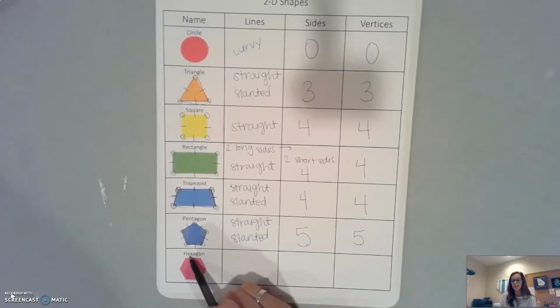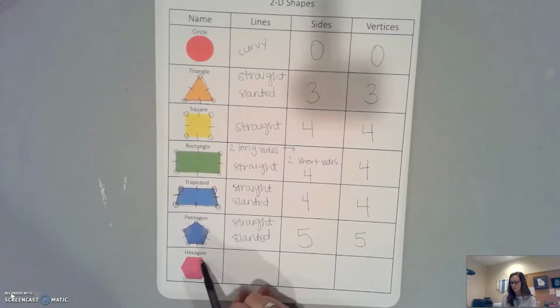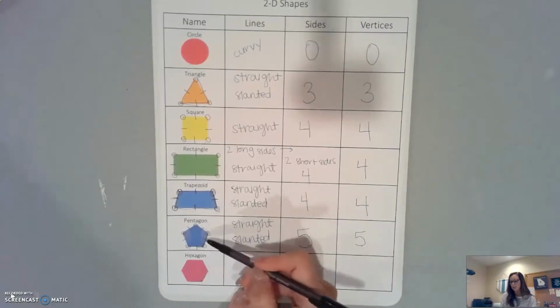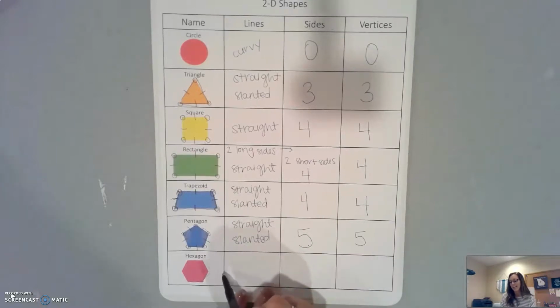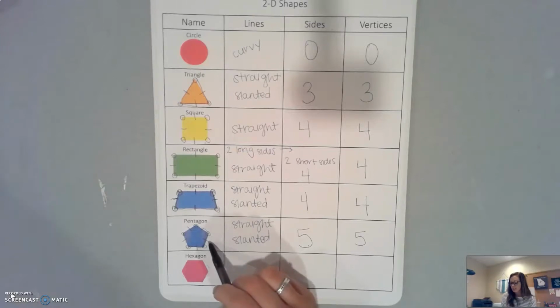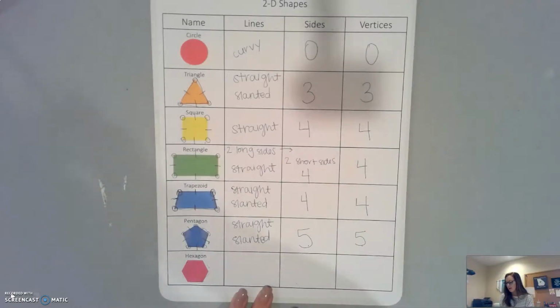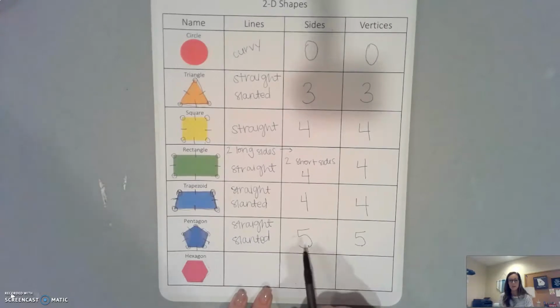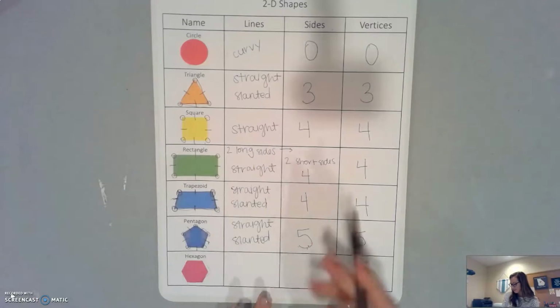This is called a hexagon. So I see some slanted lines and I also see some straight lines too. Now a hexagon and a pentagon look very similar, but a hexagon has one more side than a pentagon. So can you guess how many sides you think a hexagon is going to have? Think about it. If I say it has one more than a pentagon. Okay, so it has straight and slanted sides.